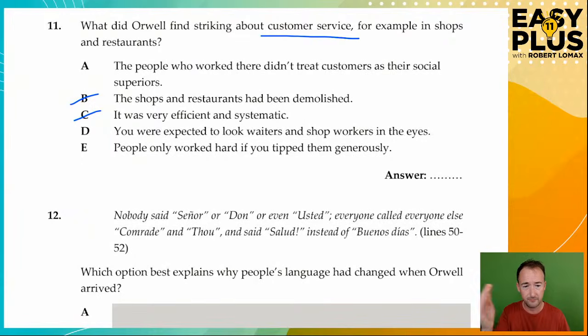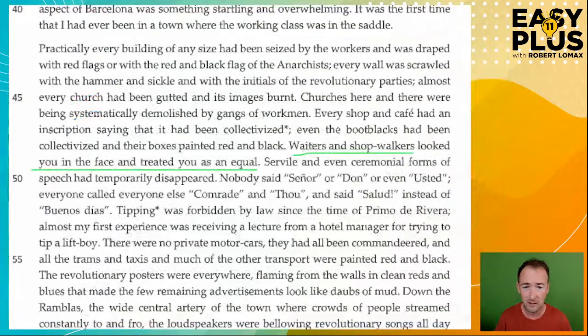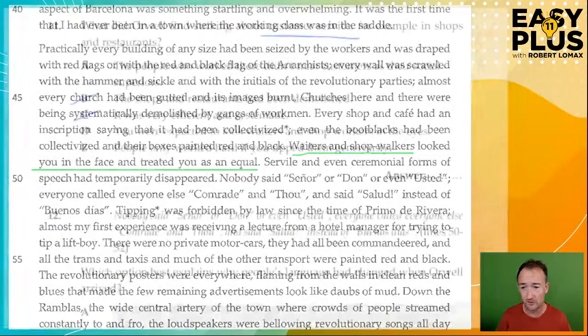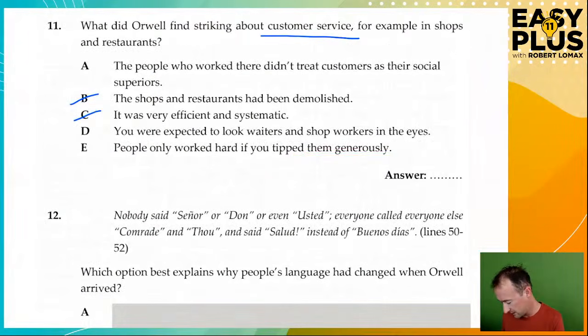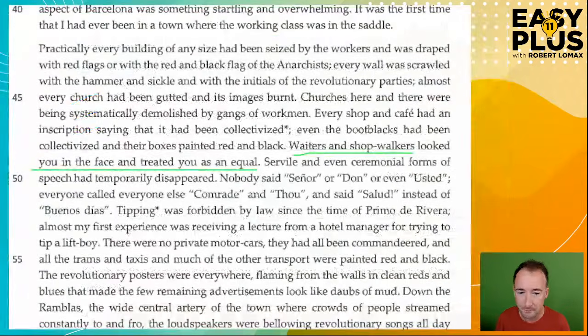Right, let's consider these again. Is it about treating people as social superiors, looking up to people, so on? Is it about looking people in the eyes? Is it about tipping? Waiters and shop walkers looked you in the face and treated you as an equal. It's not about you looking them in the eyes. It's not D. Okay. Could it be E? Could it be about tipping? Tipping was forbidden by law.